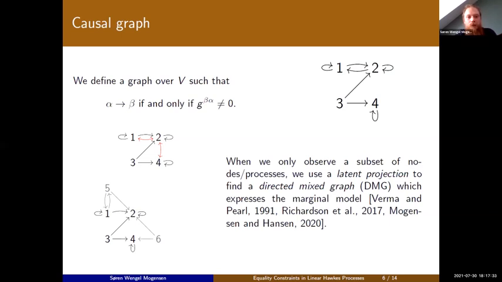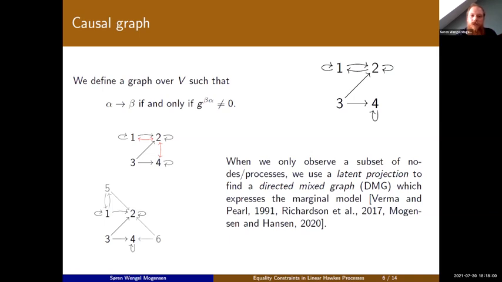So essentially, we're just going to make a directed graph such that we have the directed edge from alpha to beta if and only if this G function is not identically zero. So it's not the zero function. Intuitively, it makes sense. It means that when I see an alpha event, it's going to increase the intensity of the beta process, and that's going to possibly give me more beta events.